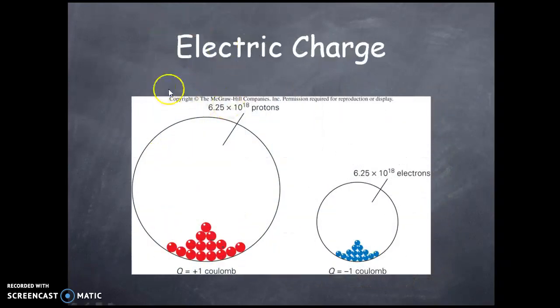So in order to have 1 coulomb of charge, you have to have 6.25 times 10 to the power of 18 protons. The charge on that many protons is equivalent to 1 coulomb. In a similar fashion, we already know that electrons are negatively charged particles, so we call it negative 1 coulomb. And the charge of 6.25 times 10 to the power of 18 electrons is equivalent to negative 1 coulomb of charge.